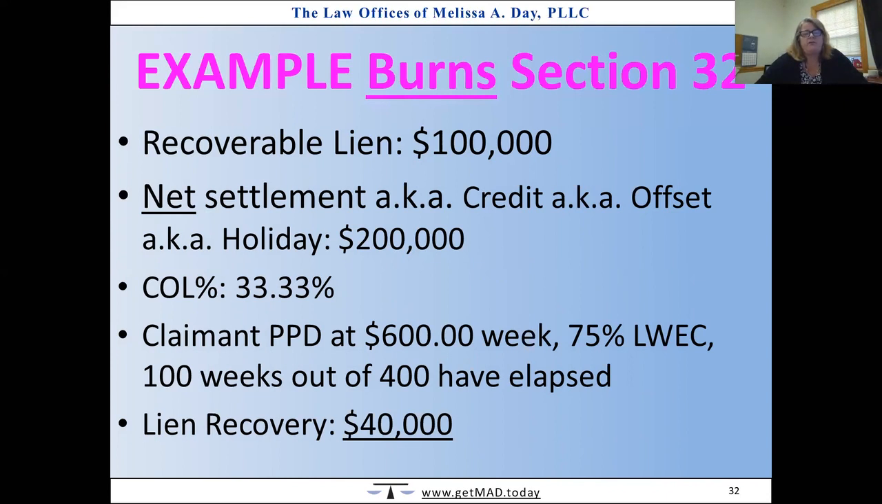You subtract that from your recoverable lien. So that's your expected future liability, and in this example, your expected future liability includes your Burns contribution. There is a sufficiently large credit, $200,000, to absorb the full amount of the permanent partial disability benefits that are due into the future. And so a reasonable resolution of this claim by Section 32 at the time of the recovery would be to reduce your recoverable lien by your future obligation for your Burns contribution of $60,000 and accept, therefore, $40,000 for a Section 32 settlement.